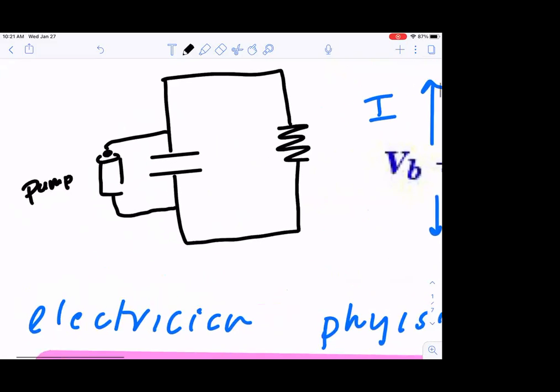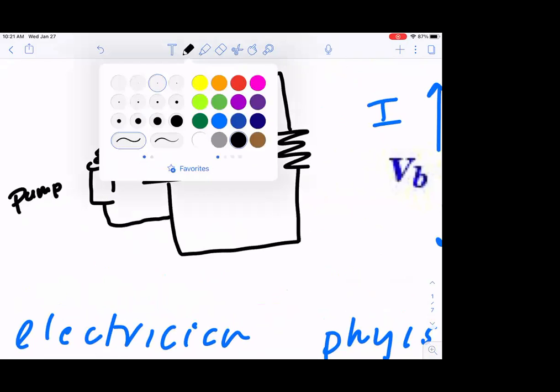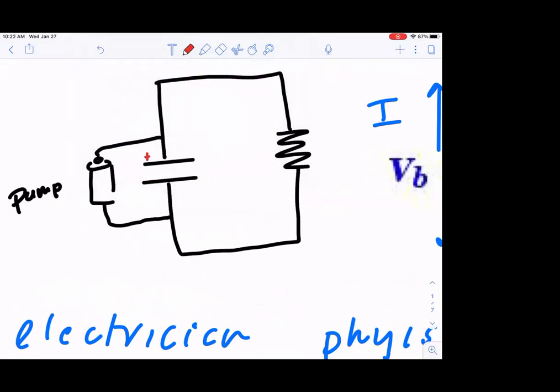And if the capacitor starts with an equal number of positive and negative charges, what the battery does is it pumps electrons from the positive to the negative. So it's going to take these electrons and make them go over here. It's pumping them like a pump pumps water.